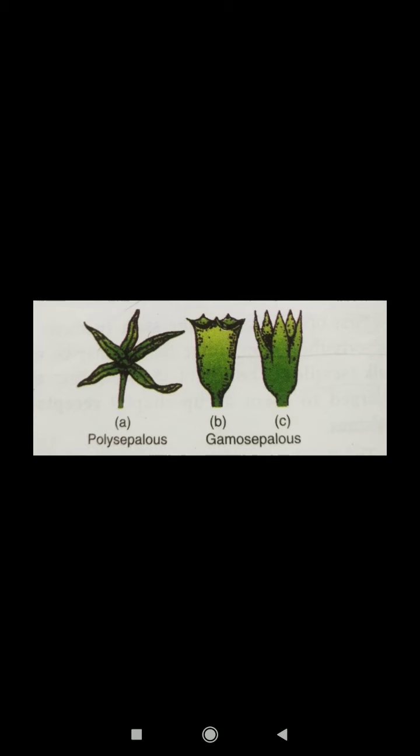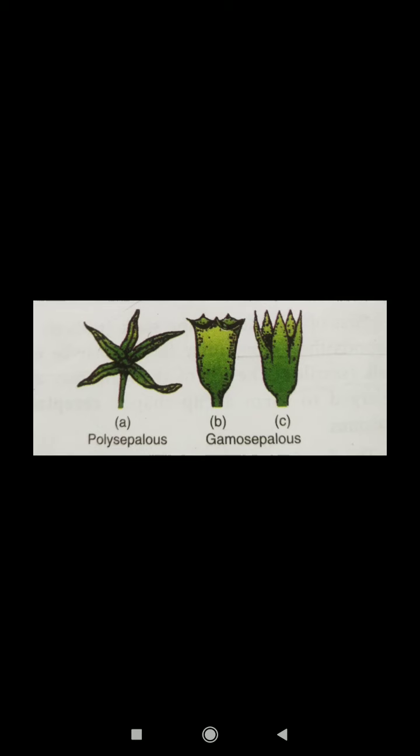Coming back to the next topic, that is the general description of the flower parts, from where we start our topic for today. So calyx. In a calyx the sepals may be free or polysepalous, or fused, called gamosepalous. In this image you can see a flower in which sepals are free, not combined together, forming leaf-like structures. That is called polysepalous.